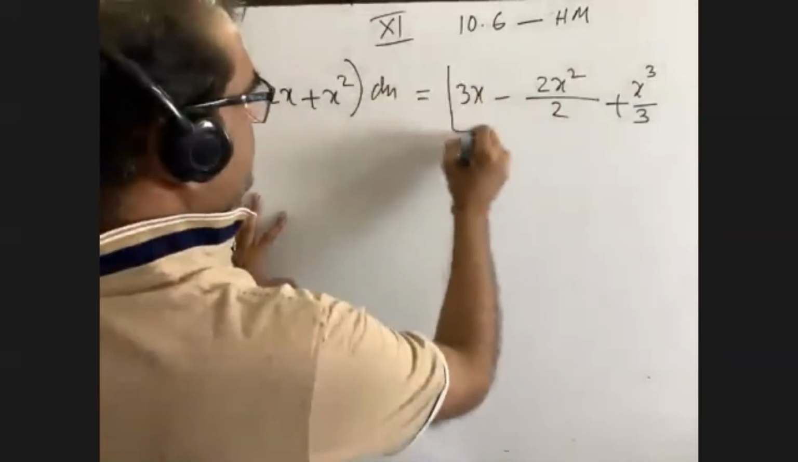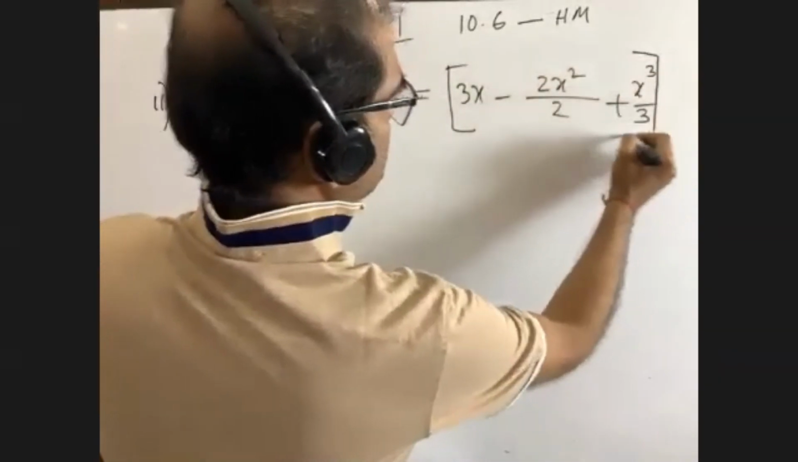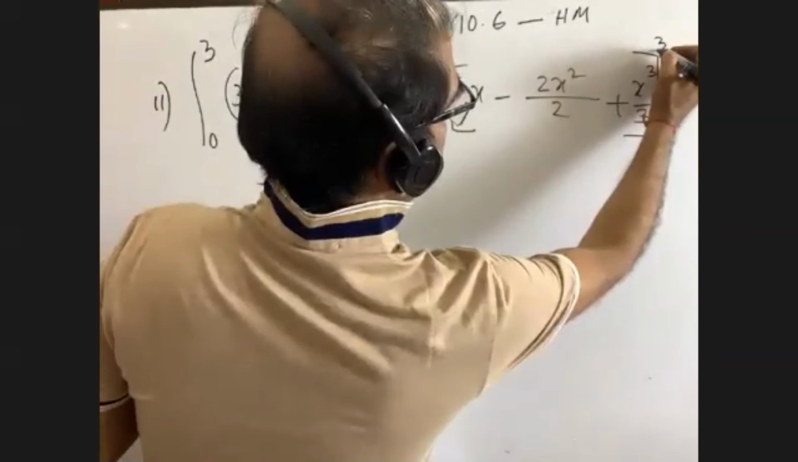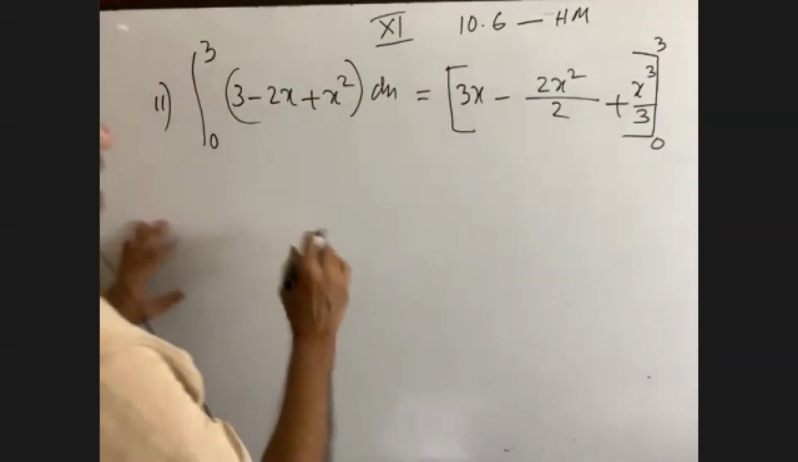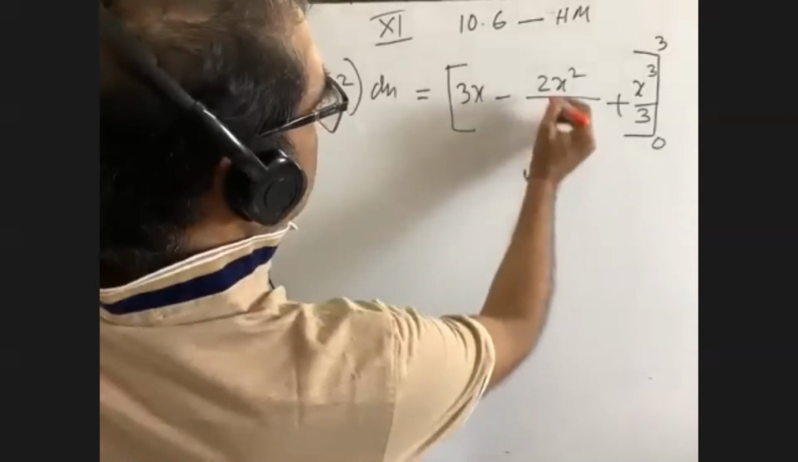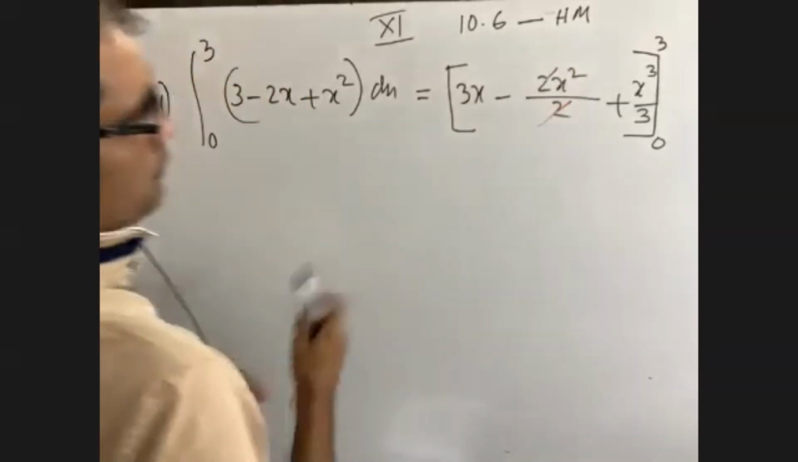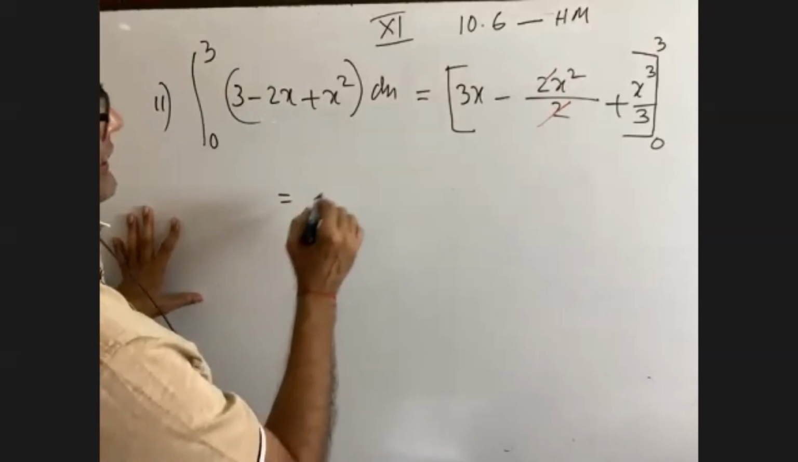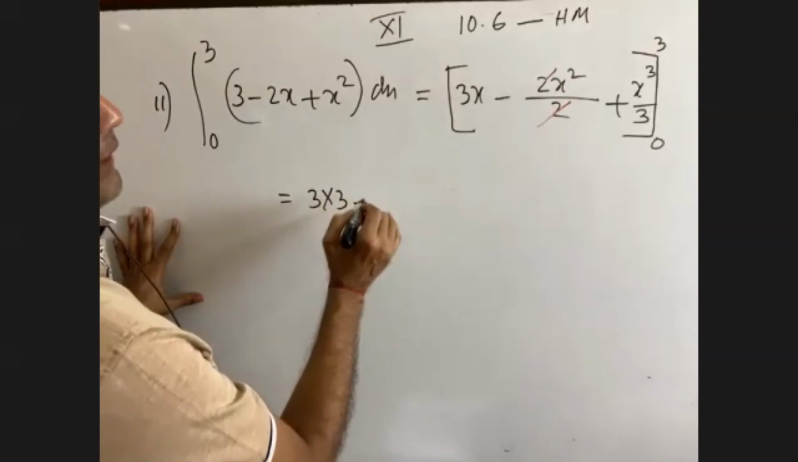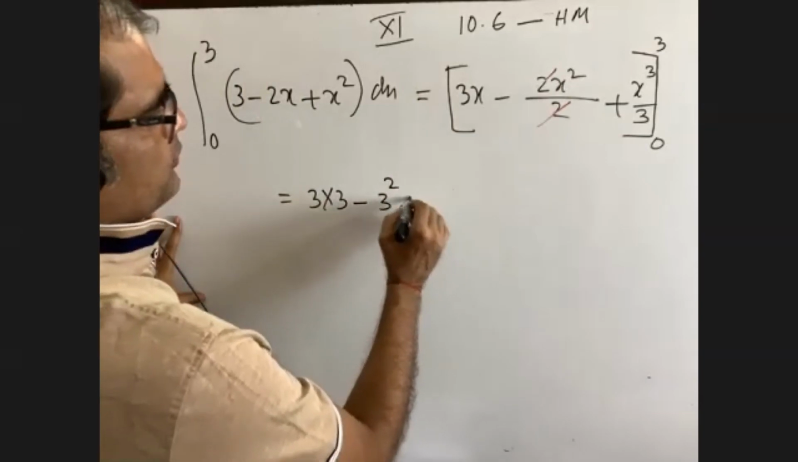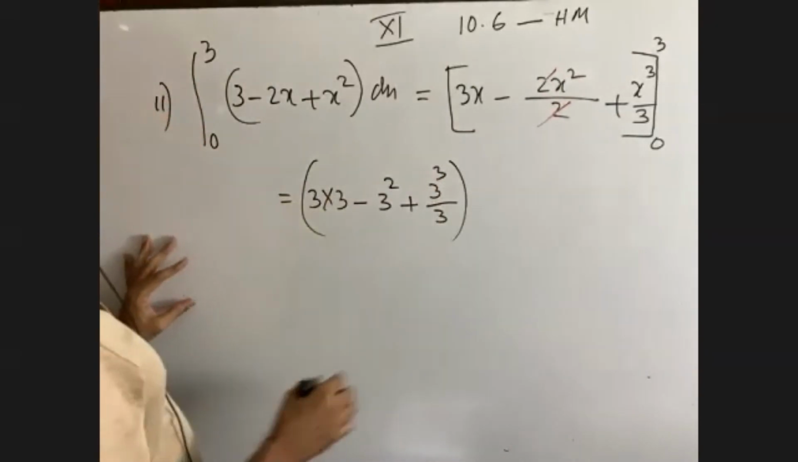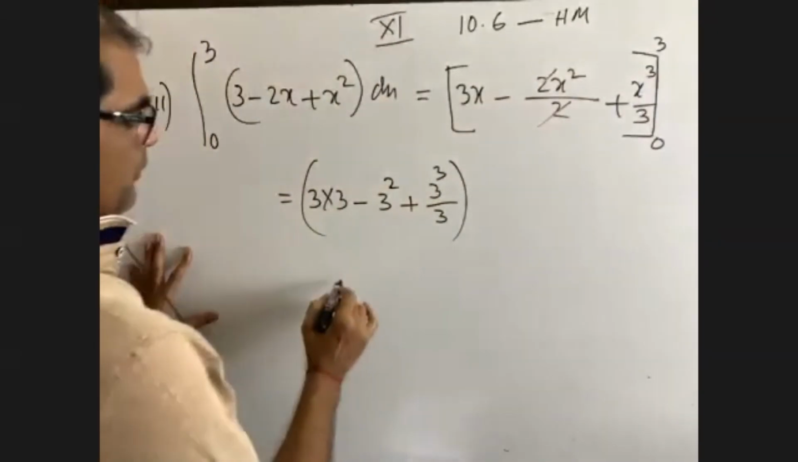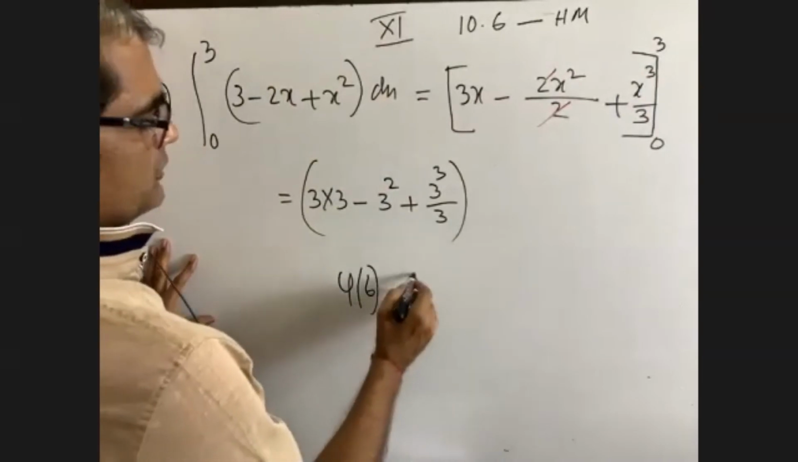That means it is the third bracket. This is 3 and this is 0. Now what will you do? Here we see this 2 will be omitted. Now you put x equals to 3. That means 3 into 3 minus 3 square plus 3 cube by 3. This is the value of b. This is b and this is a. Phi of b minus phi of a.